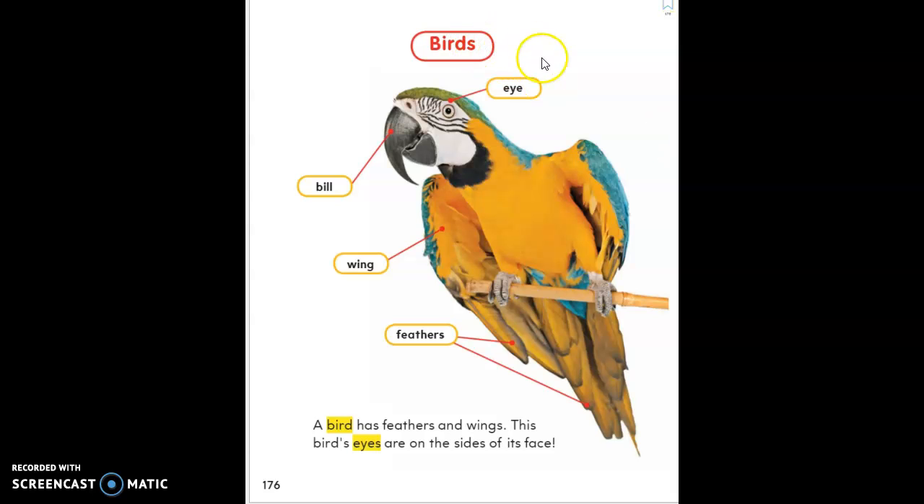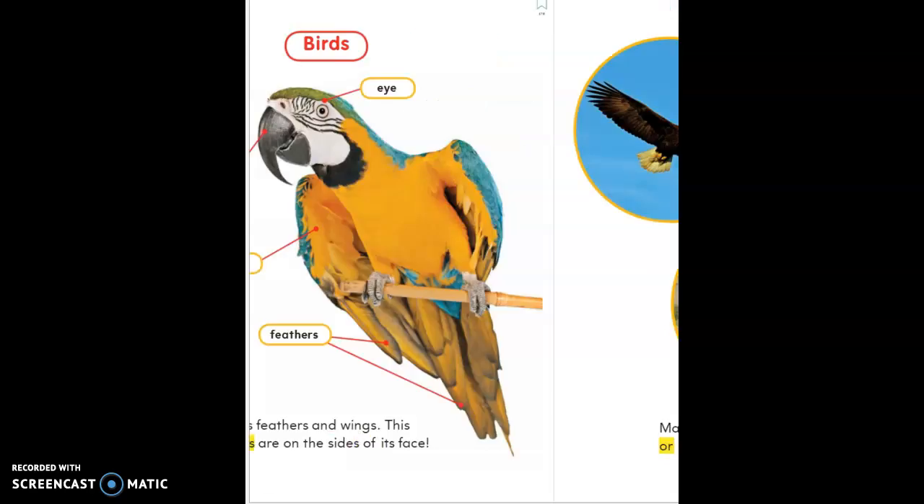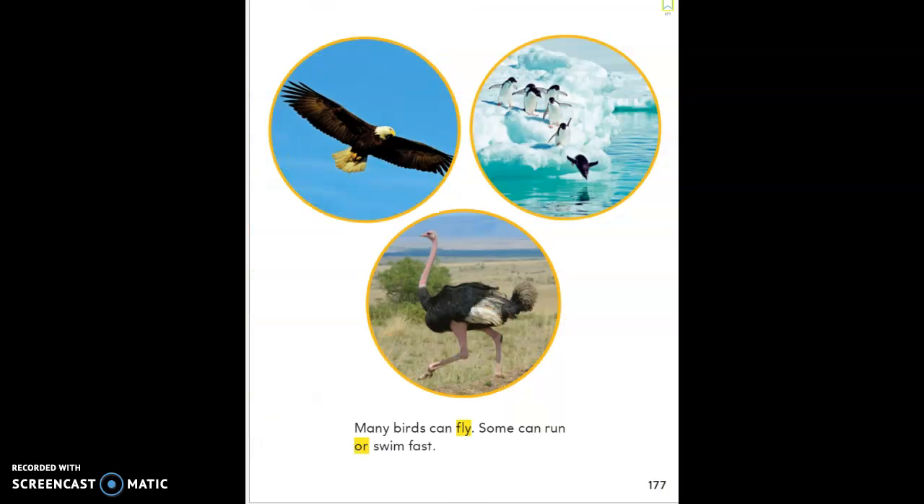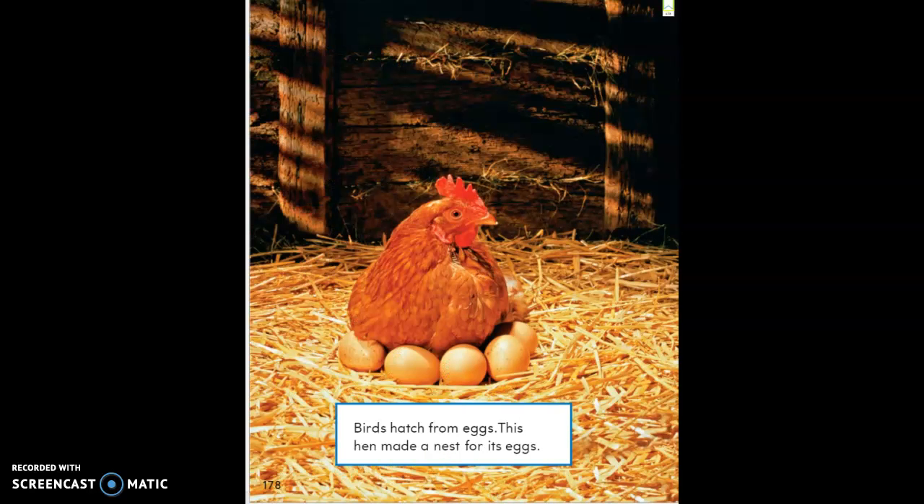Birds. A bird has feathers and wings. This bird's eyes are on the side of its face. His eye, his bill, his wing, and his feathers. Many birds can fly. Some can run or swim fast. Birds hatch from eggs. This hen made a nest for its eggs.